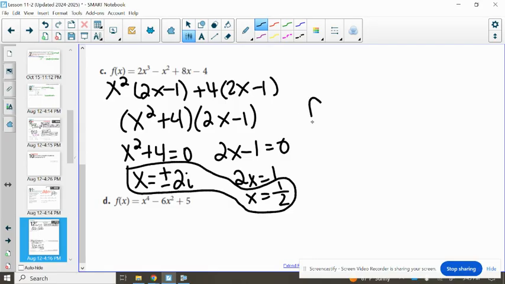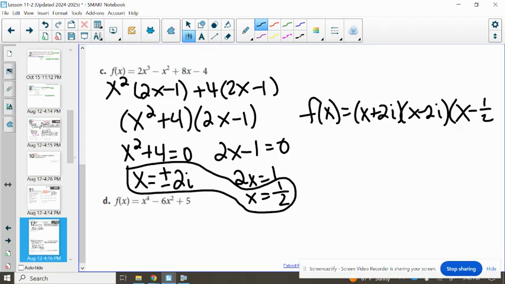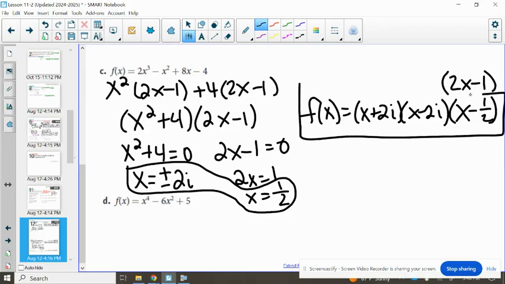So these would be our zeros. And then to write our answer in that complex form, x plus 2i, x minus 2i, and then you could either leave it as the 2x minus 1, or you could call it x minus 1/2. Again, either way you wrote that, these are equivalent to each other. This would be your other answer.